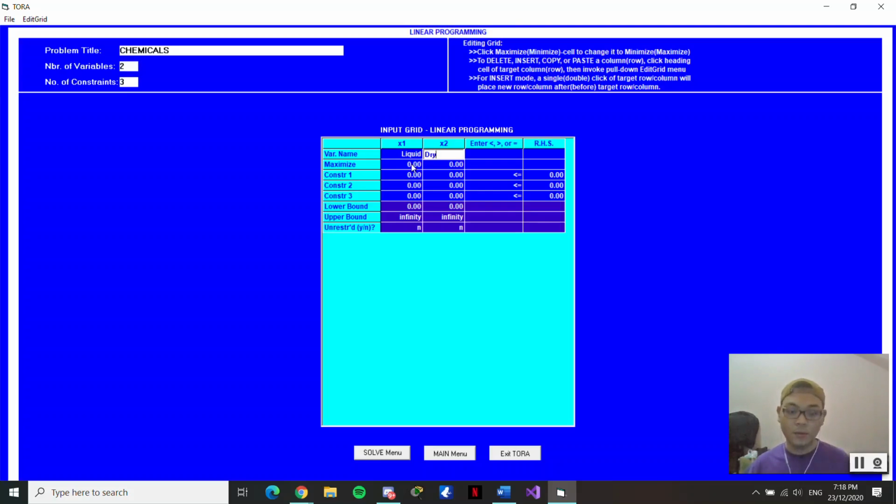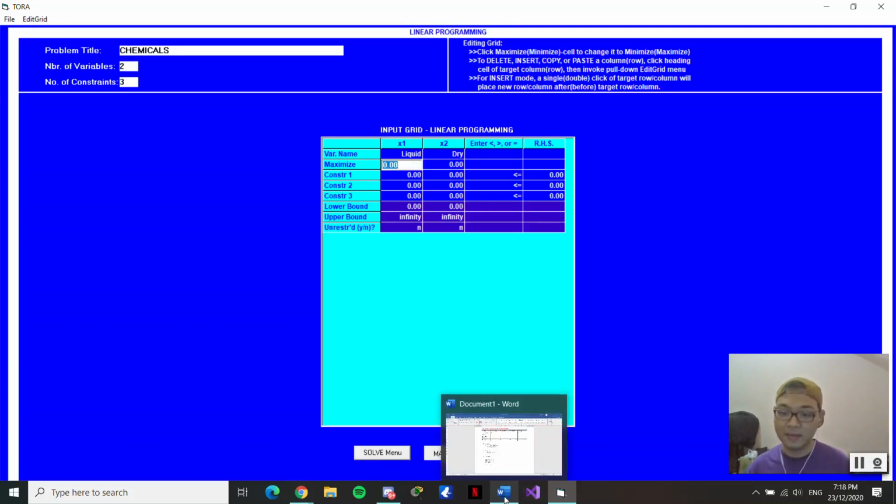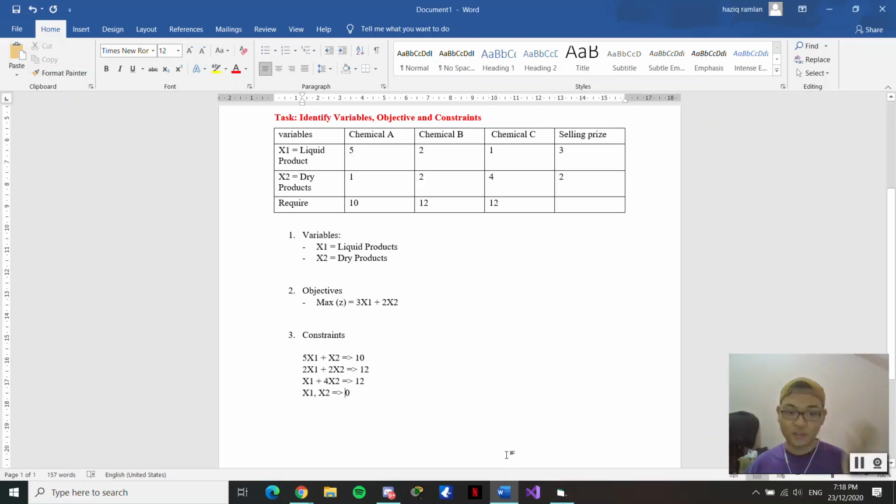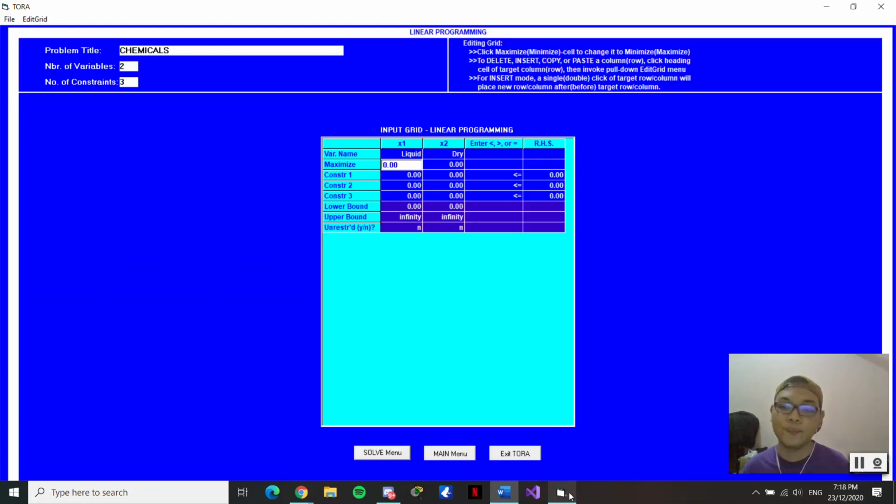Okay, so maximize, which we already found, is this one: 3x1 + 2x2. That is the selling price for x1, the liquid product, which is 3 ringgit, and for the dry product, which is x2, they sell it at the price of 2 ringgit. So I'm just going to put 3 and 2 here, and then we're going to put the constraints.